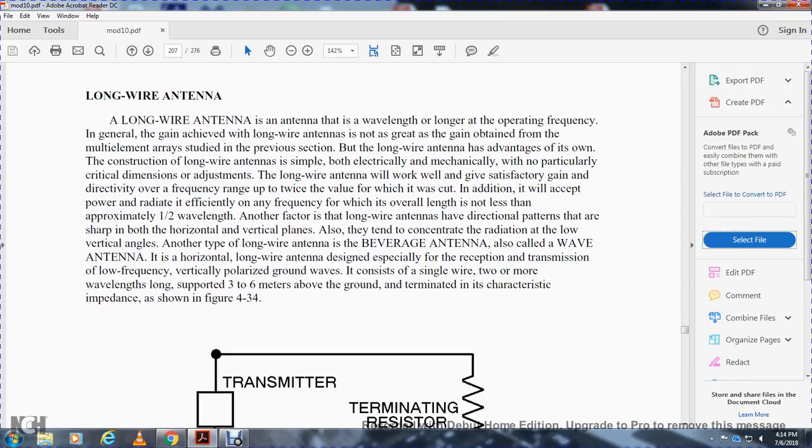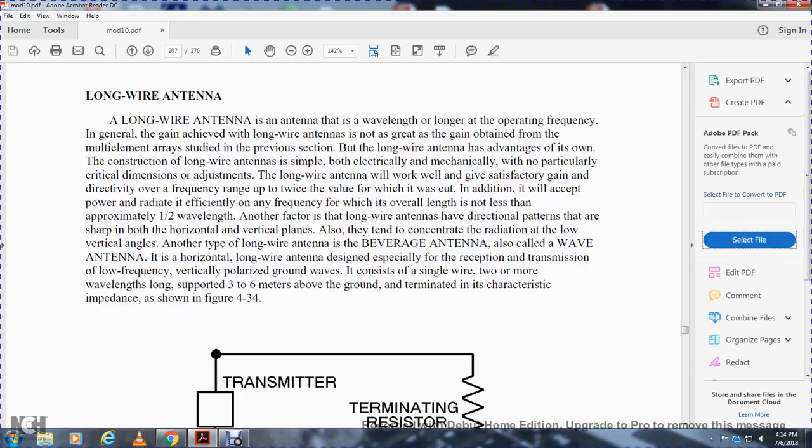The long wire antenna will work with satisfactory gain and directivity over the frequency range up to the value for which it was cut. In addition, it will accept power at reasonable radiation efficiency as long as its length is not less than approximately one half the wavelength of the operating frequency. Another factor of long wire antennas is that their directional patterns are sharper in both the horizontal and vertical planes, but they also tend to concentrate the radiation at low vertical angles. Another type of long wire antenna is the beverage antenna.